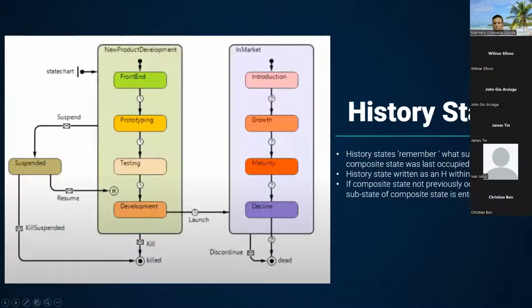In the graph that we can see, it contains state charts describing the life cycle phases of a product development process. It consists of 4 phases. If the product development is suspended, the state chart control is passed to the suspended state. When the company decides to resume the product development, the transition takes the control to the history state inside the composite new product development state. This history state instantly passes the state chart control to the state that was active when the product development was suspended.